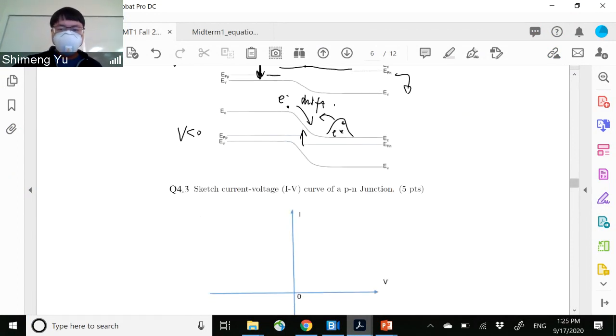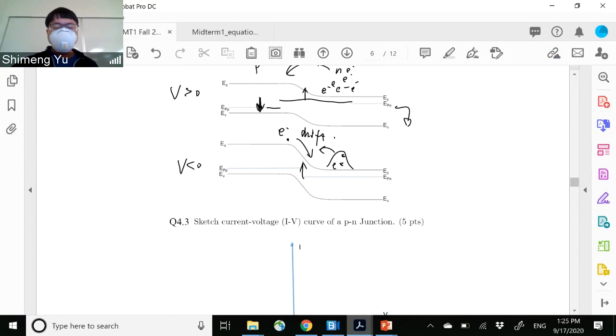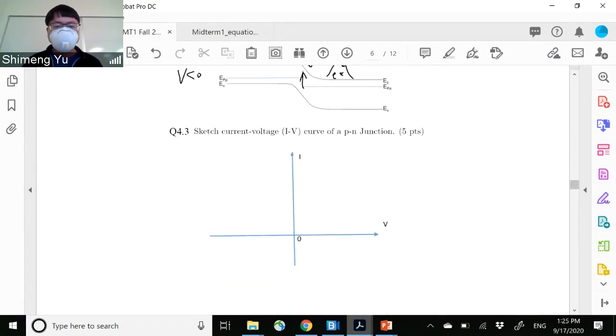Alright, so then we want to draw this IV curve of the p-n junction. We just discussed this diffusion and drift. So if we sketch the IV, at 0 voltage, it should be 0. No external voltage, no net current.